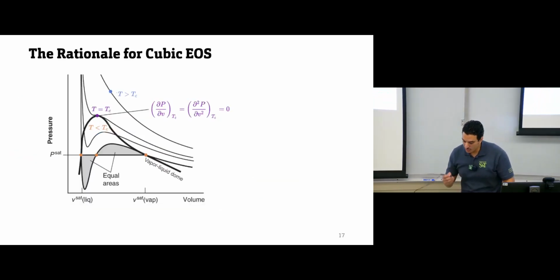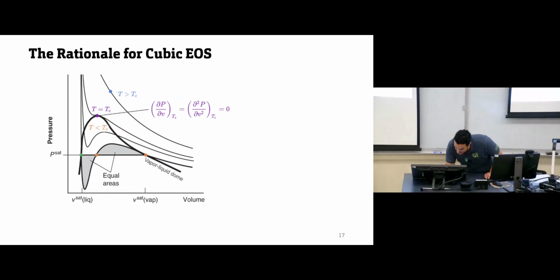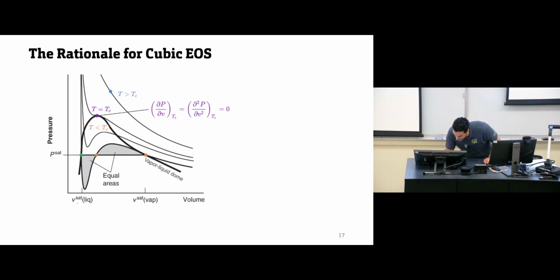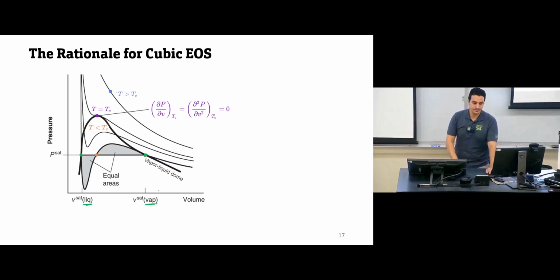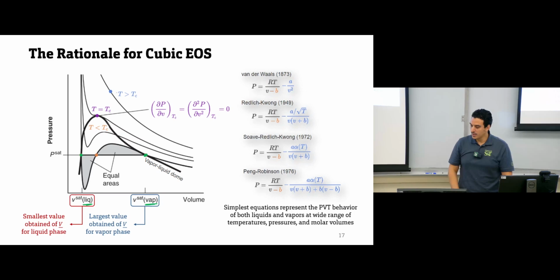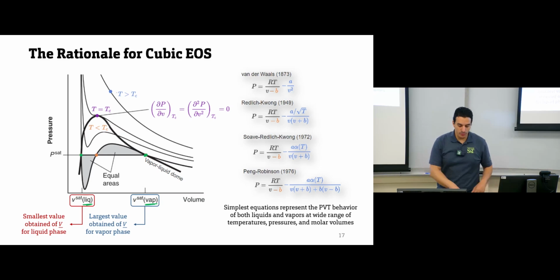Okay, and also you can see here, at this intersection, at this pressure value, this represents the liquid, and here at this one, this represents the vapor. Okay. So far it's clear? Any questions? Okay, so this is a general view of the cubic equation.